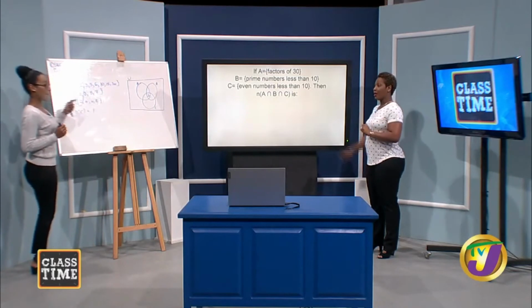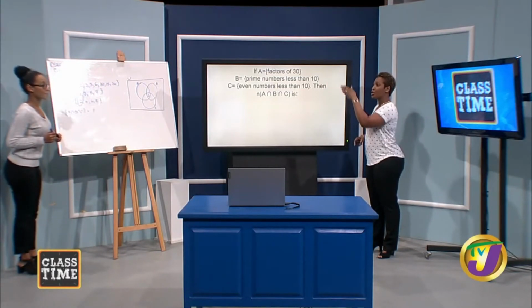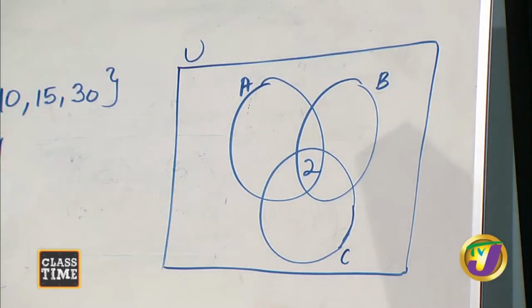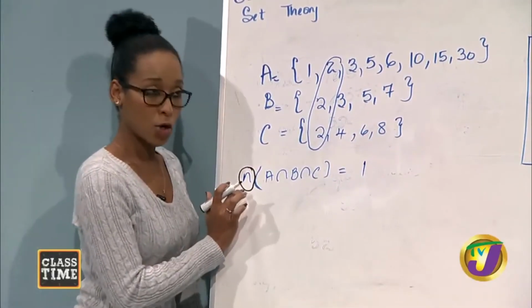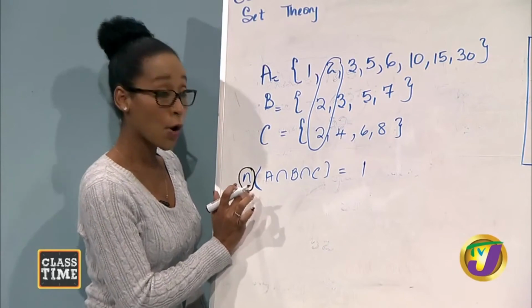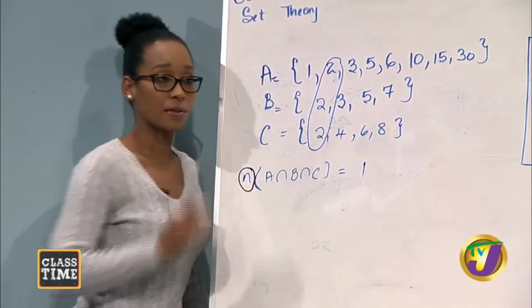And you mentioned, although we circled the 2 and highlighted that the 2 is common to all 3 sets, it is not the 2 that I write. But it is the number of elements that will be found in that intersection. Great. Remember, this important part of the question says N, the number of elements in A intersect B intersect C.